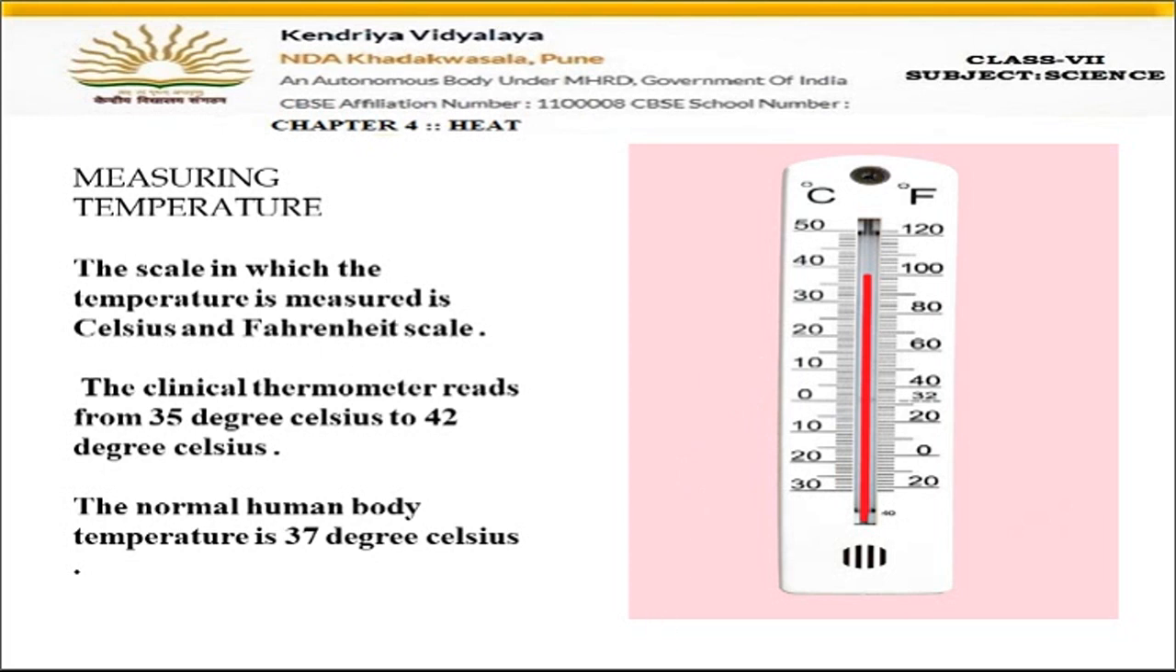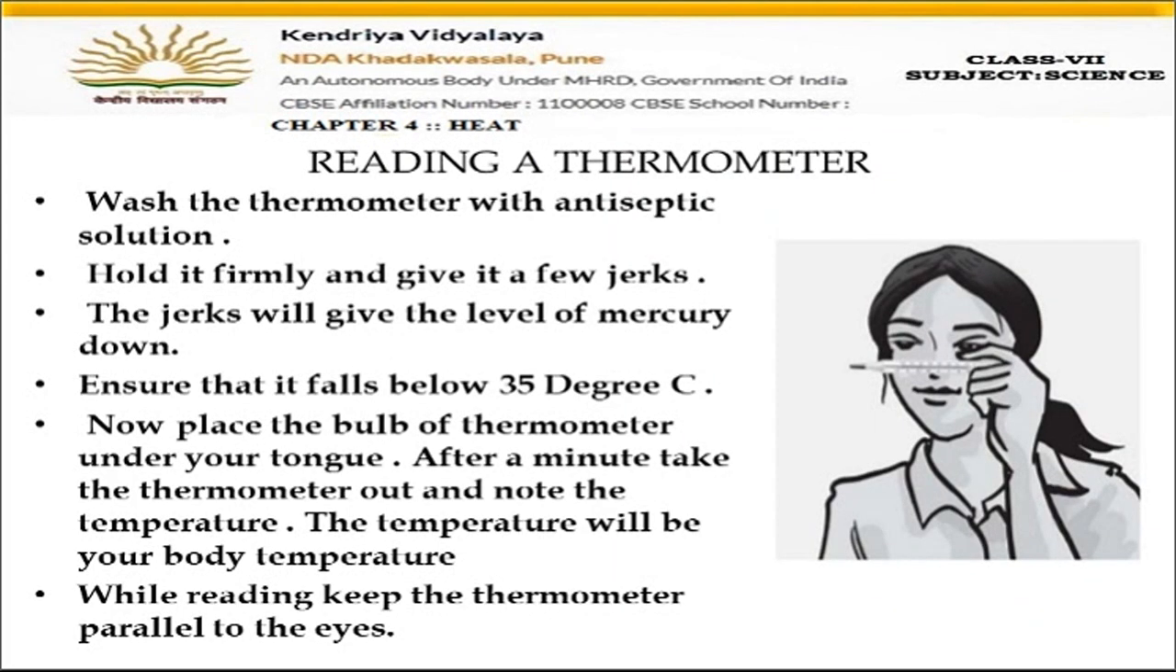Now, let us understand how to use the thermometer and how to read it. So the first step is to wash the thermometer with antiseptic solution. Because we have to keep the thermometer in our mouth, it should be well washed and well cleaned. So always wash the thermometer with antiseptic solutions. Children, the manual thermometers which have a mercury bulb and the mercury rises in the narrow tube, they are the manual ones. They can be washed.